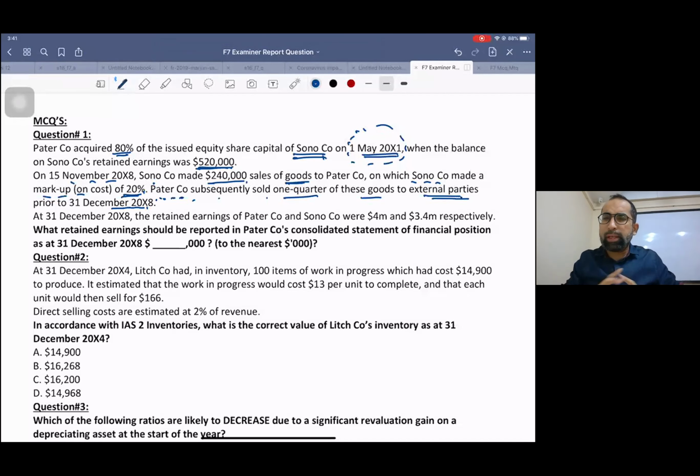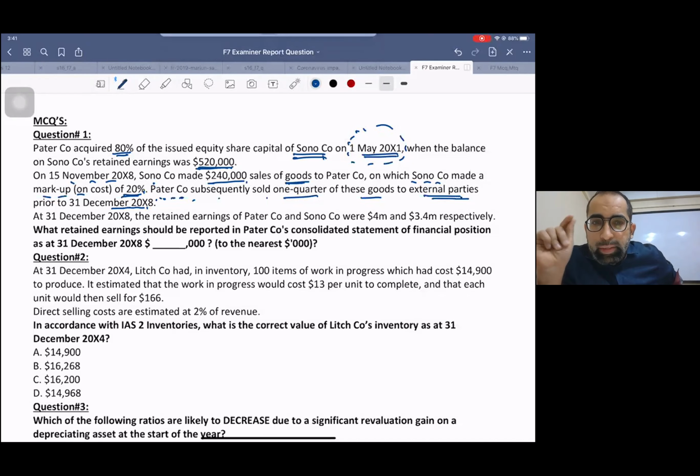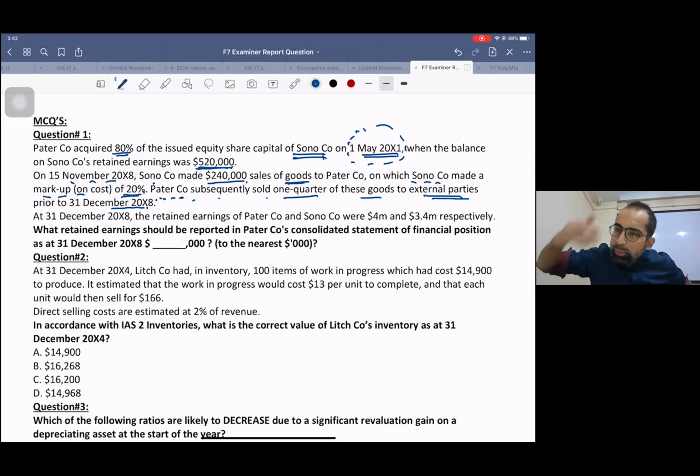Now, how to calculate URP, the unrealized profit? The simplest method is to first calculate total profit, and then multiply total profit by the unsold inventory percentage. You will get the URP. Now, can anybody tell me how much is the unsold percentage? Because 1/4 of the goods have been sold, that means 3/4 is unsold. 3/4 means 75% of goods are unsold.